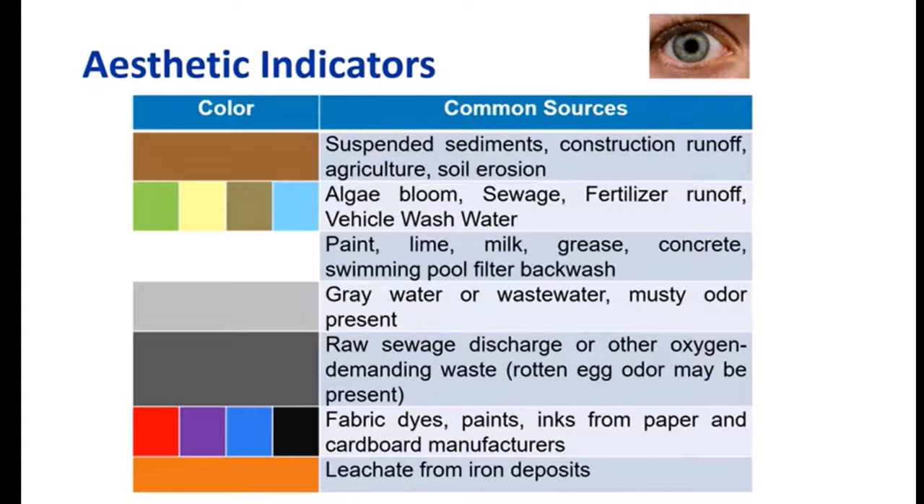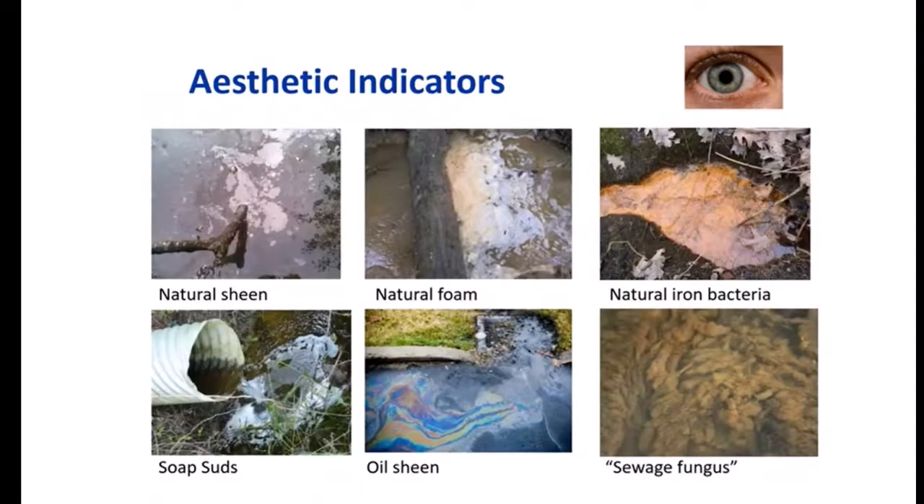If you get some strong blues, reds, purples, or blacks, that can indicate fabric dyes or paints that may be inks from paper or cardboard manufacturers. And an orange color can indicate a leach from iron deposits. Visual observation at the water surface can also give us some useful information.